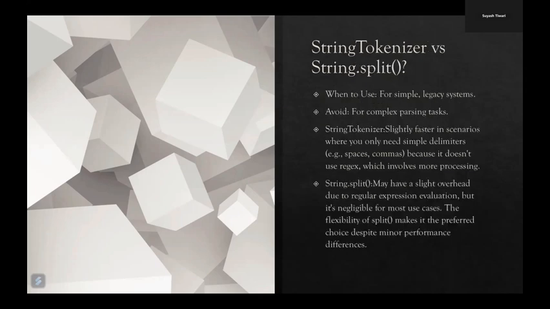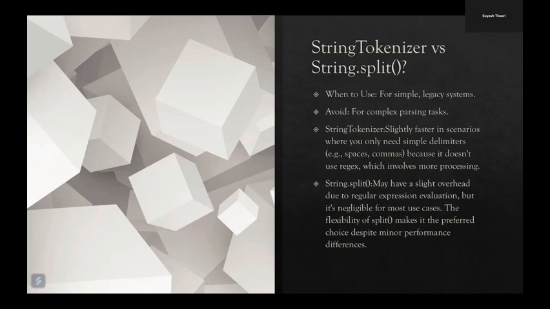Now, what is the difference between string tokenizer and string.split? The first one is when to use it: for simple legacy systems, and when to avoid it: for complex parsing tasks. String tokenizer is actually slightly faster as compared to string.split, whereas string.split is slightly slower because string.split is related to regular expression evaluation.